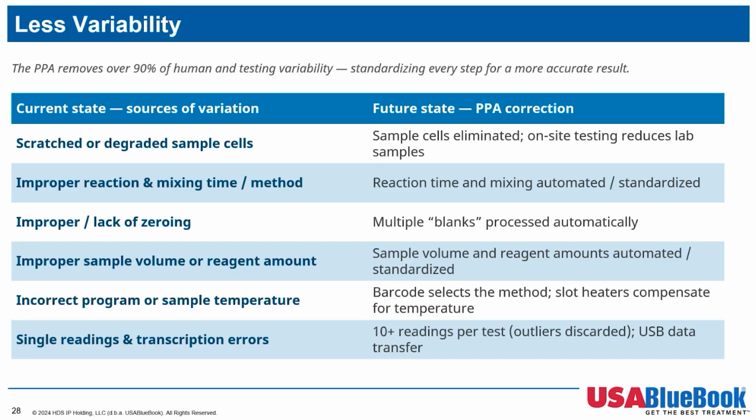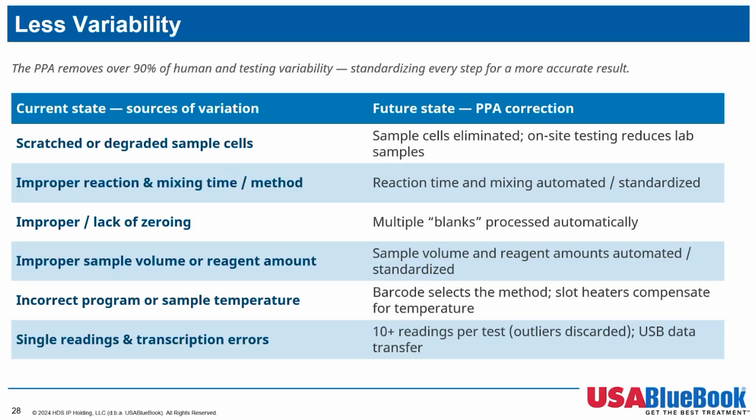Look down the left column. Scratched cells, mixing by hand, forgetting to zero, maybe the wrong volume, temperature. None of those are somebody being careless. They're just what happens when a method has 15 manual steps and it's cold out, or the phone rings mid-test. The right column is the answer, and the one I'd point at is the last row. 10 plus readings per test with the outliers thrown out instead of the single reading you'd get by hand.